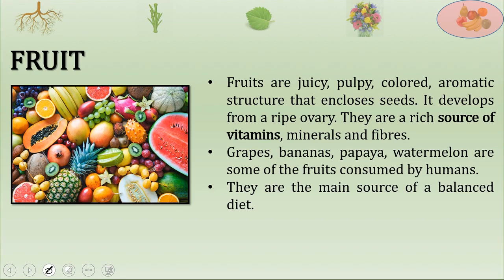It develops from a ripe ovary. They are a rich source of vitamins, minerals and fibers. Children, we like many of the fruits like grapes, banana, papaya, watermelon. Many fruits are there. Okay, they are the main source of a balanced diet.